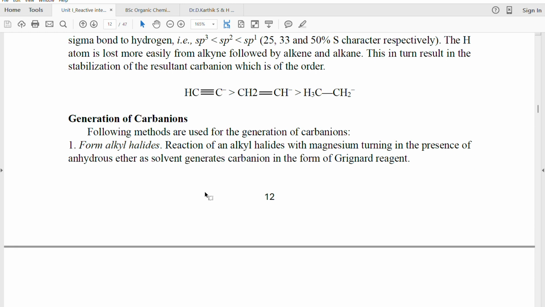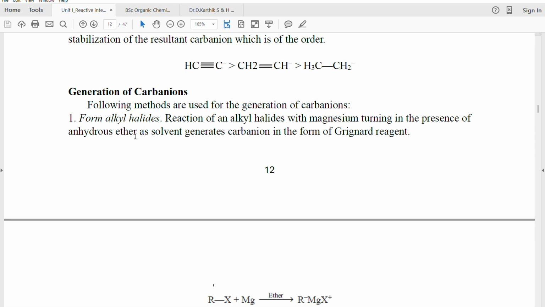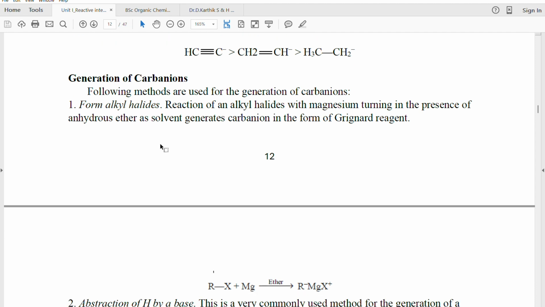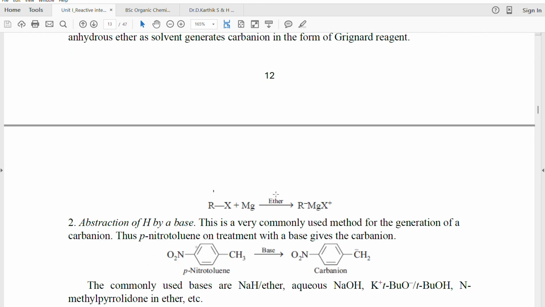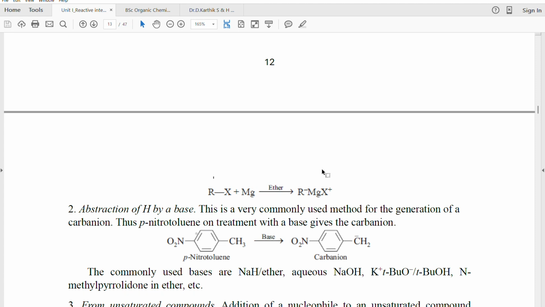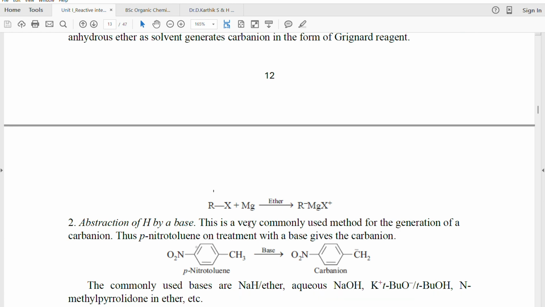Okay. And then next we see generation of carbanions, how we can generate the carbanions. So the following methods are used for generation of carbanions. So first thing is from alkyl halides. So in carbocation also we have seen the first example from alkyl halide. There we used alkyl halide, but in the presence of silver salt, Ag plus. But here we use some metals. Okay, means here also we use a metal like Mg.